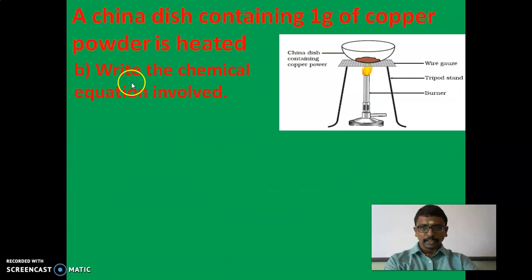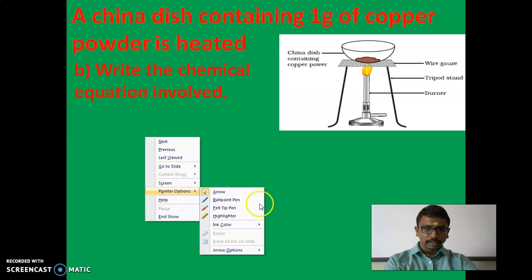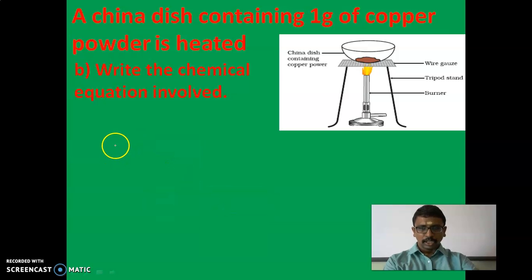And next question is, write the chemical equation involved. So what is the chemical equation, children? Copper, what is the formula for copper? Cu plus oxygen O2, it will form copper oxide, CuO, copper oxide. The copper is in which state?